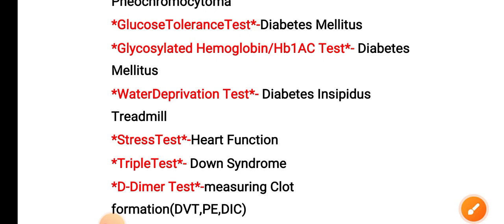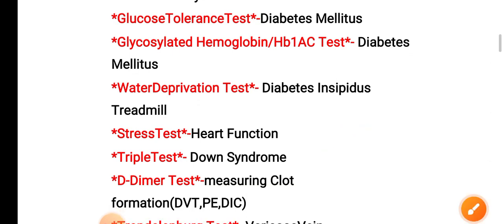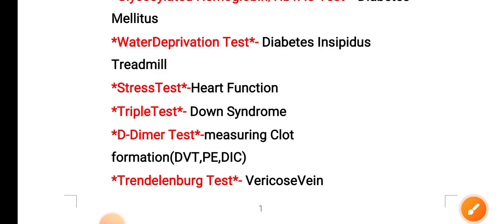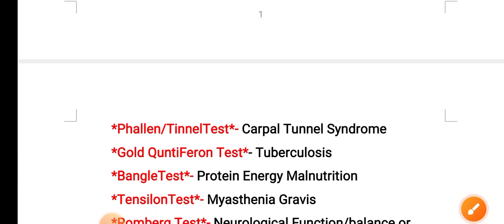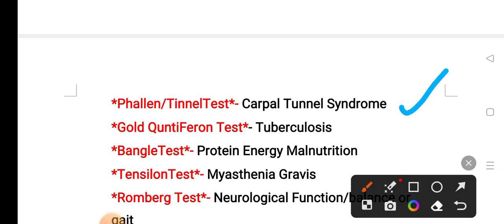Stress test is for heart function. Triple test is done for Down syndrome. D-dimer test is done for measuring clot formation, DVT, PE or DIC. Trendelenburg test is for varicose vein. Phalen or Tinel test is for carpal tunnel syndrome.